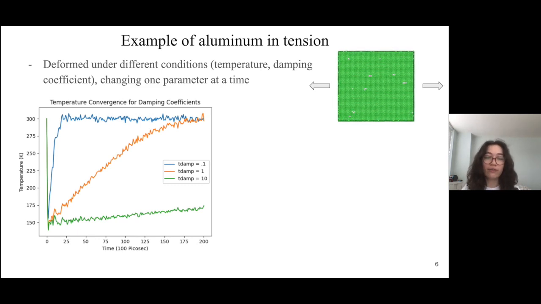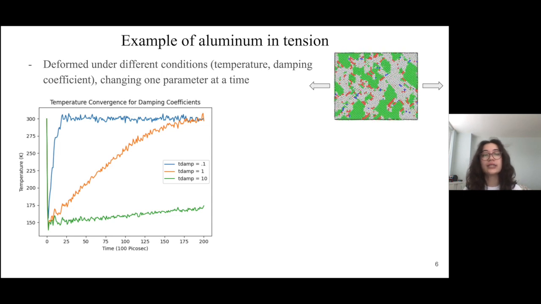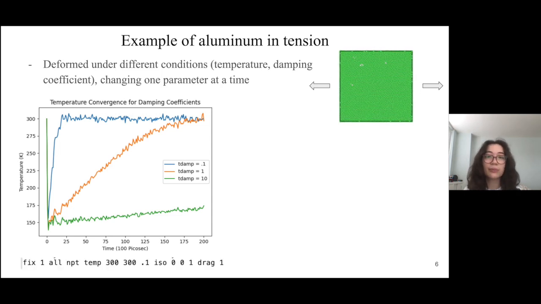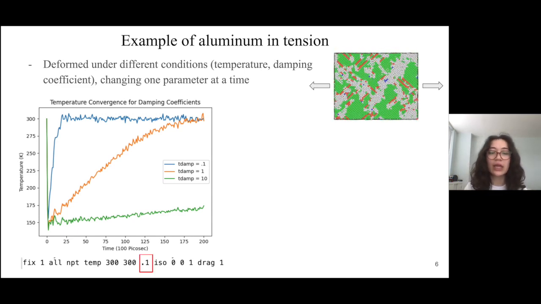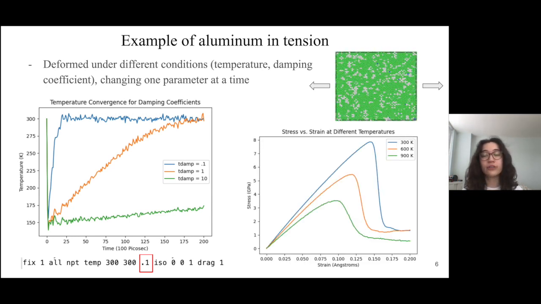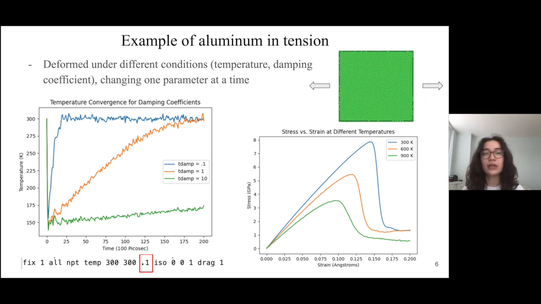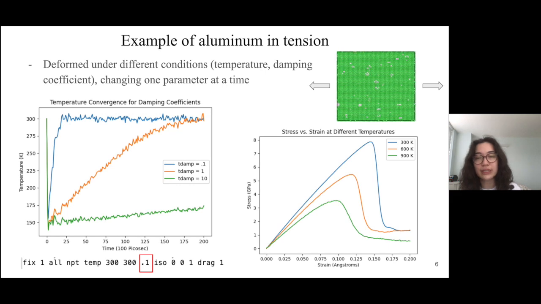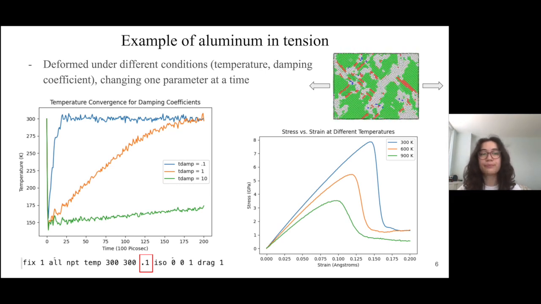On the left, we have a graph showing temperature converging for different damping coefficients. I set the temperature to 300 Kelvin in this case, but it takes time for it to converge, and how quickly it converges depends on the damping coefficient, Tdamp, set in this line of code. For different values, they converge at different rates. On the right, I have the stress-strain curve for three temperatures. You can see the curves are very temperature dependent, and that makes sense because temperature affects the ductility of materials, which affects how easy it is to strain a material.